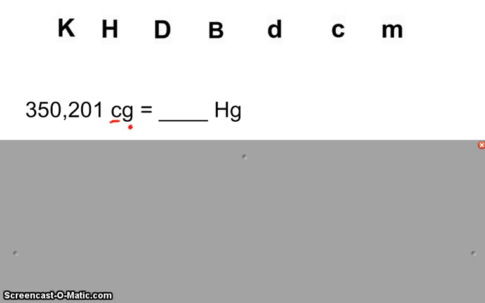What's the G stand for? There's not a G up here. It must be our base unit, grams. Okay, so we're traveling from centigrams to hectograms. Well, hecto's way up here. Centi's way down here. This is where we're starting, and we're going 1, 2, 3, 4 places.